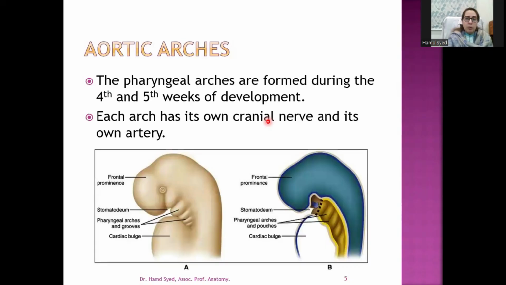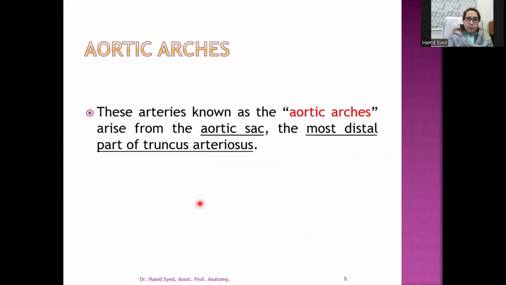And now when we talk about the aortic arches, what are the aortic arches? Remember, they're simply the arteries which are present within the pharyngeal arches. And the pharyngeal arches make their appearance in the fourth and fifth weeks of development. They are bars of mesodermal tissue present in the developing neck region of the embryo in the earliest stages of development. And each pharyngeal arch has its own cranial nerve and its own artery. So the arteries which are present within pharyngeal arches are called aortic arches.